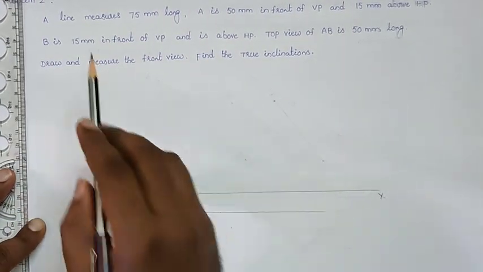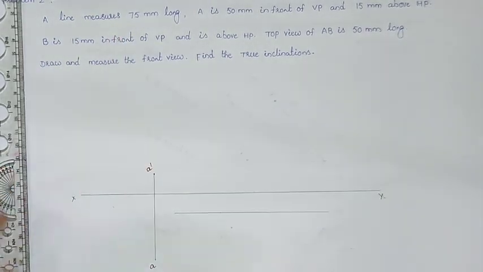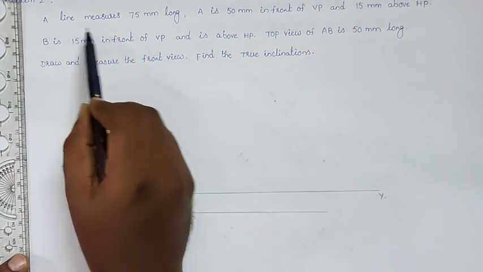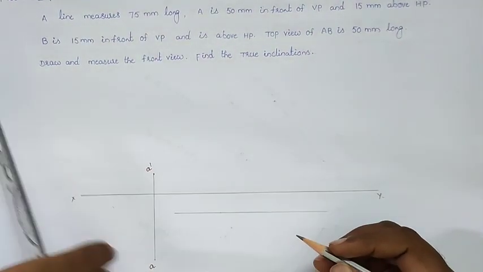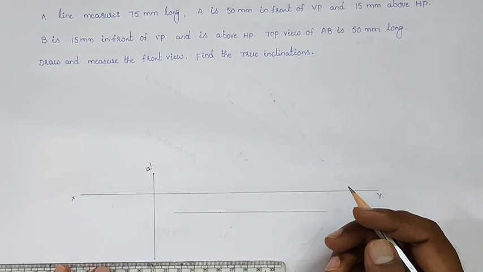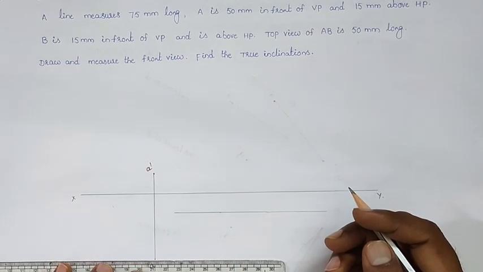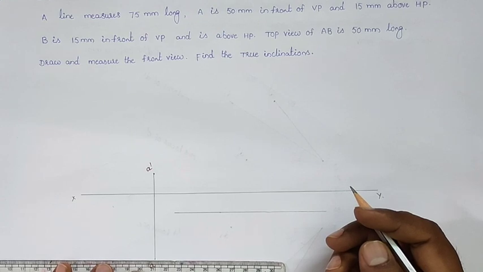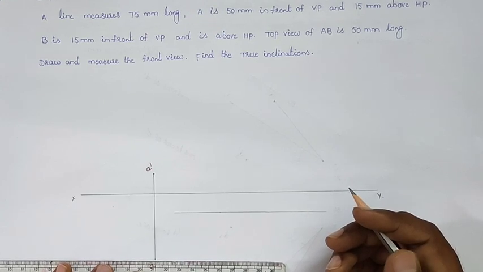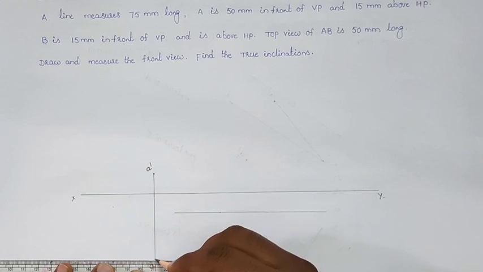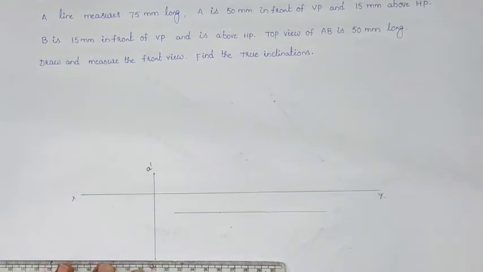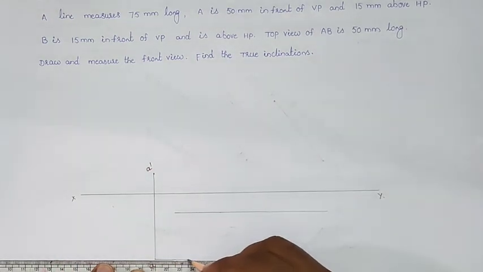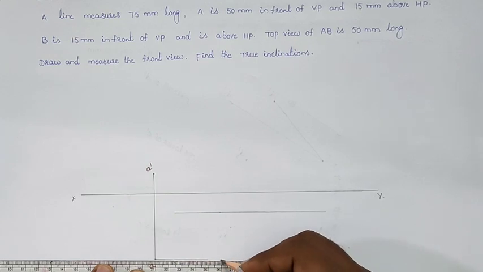Now they are giving that a line measures 75 mm long. So the true length of the line is 75 mm. And also they are giving the top view of AB is 50 mm long. So where will we get the top view? Below the reference line, from point A, if you draw the horizontal line, we will get the top view. Suppose they gave the front view, we would draw the horizontal line from the point A dash. But here they are giving the top view of AB, so we will draw a horizontal line with the length of 50 mm.